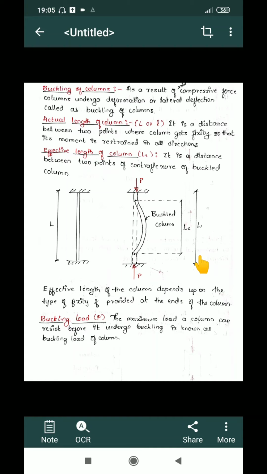Then another definition is buckling load. The maximum load a column can resist before it undergoes buckling is called the buckling load. Once the column starts buckling, the load which is applied to buckle the column is called the buckling load.